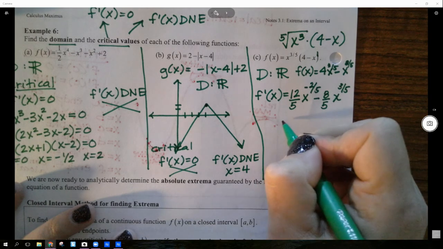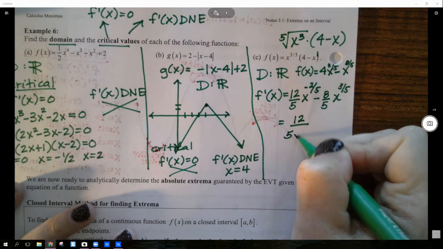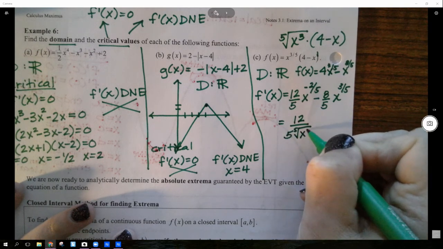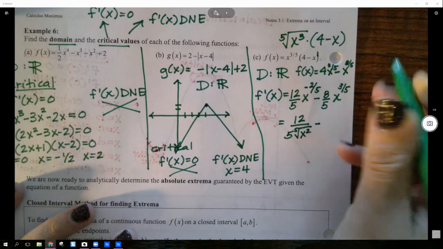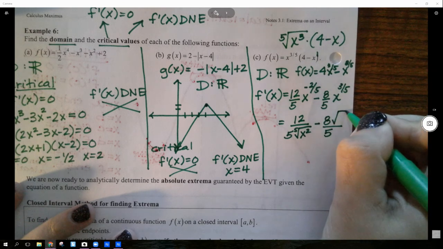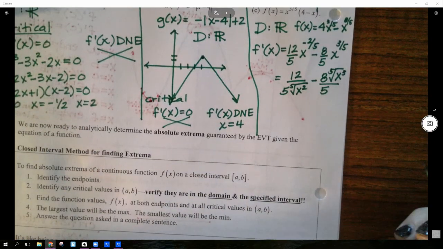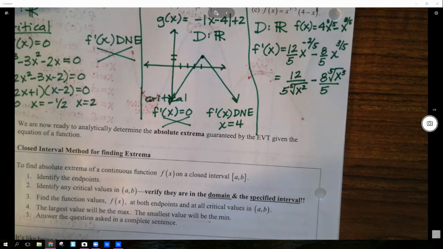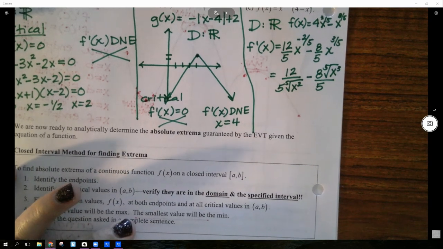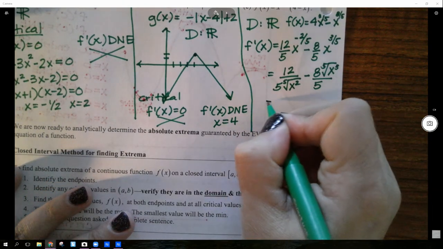So let's see here. That is the same as saying 12 over 5 fifth root of x squared, like that, minus 8 over 5. This can stay in the top. So fifth root of x cubed. All right. So where does that equal 0? Well, you have two fractions there, and I'm running out of space. Probably combining them would be ideal into one. Let's see if I can do that in this little bit of space here.